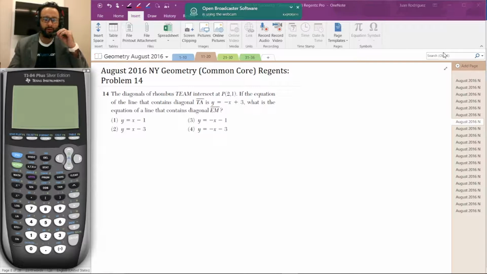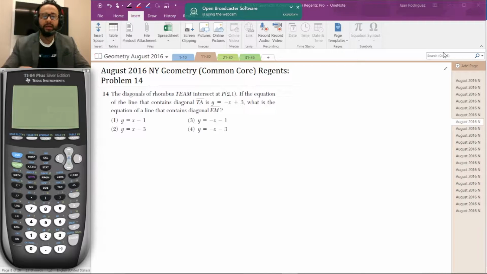Today we are working on the August 2016 New York Geometry Common Core Regents exam, problem number 14. If you want to access these exams anywhere in the world, go to nysedregents.org. All the tests are freely available there.